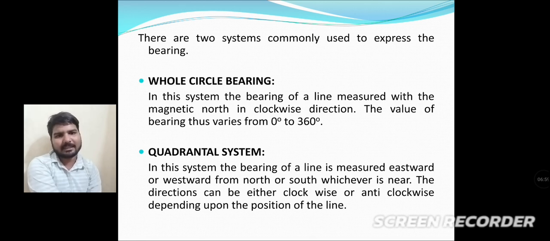Quadrantal bearing system. In this system, the bearing of a line is measured eastward or westward from north or south, whichever is nearer. The direction can be either clockwise or anti-clockwise depending upon the position of the line.